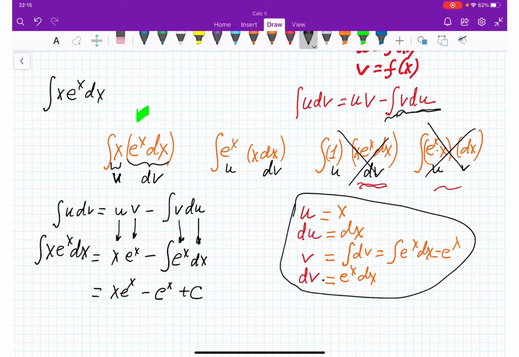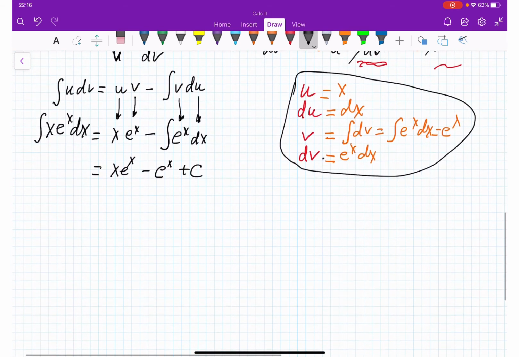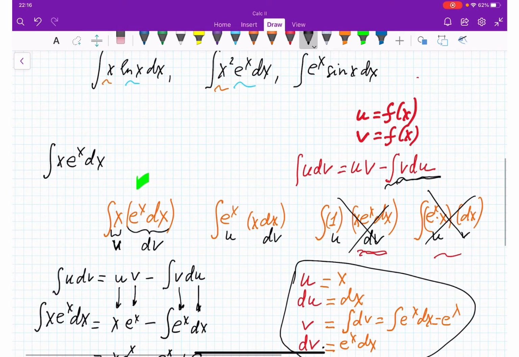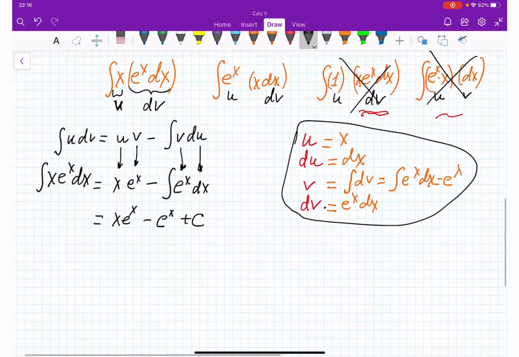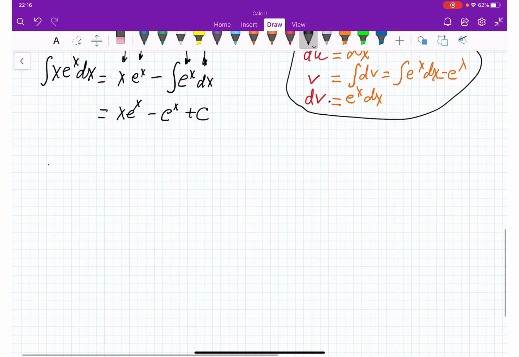Okay, moving to the next example. Now we're going to use x squared natural log x. This was number 1. Let's solve number 2. Integral, we have x squared natural log x dx.